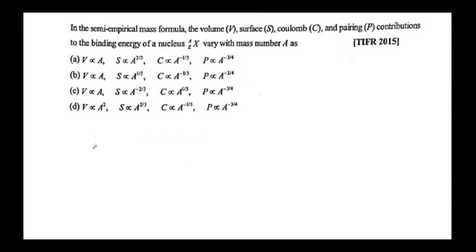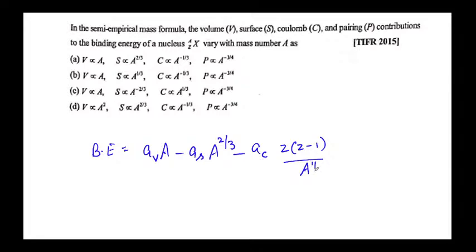Now the binding energy formula that we have is equal to A_V A minus A_S A^(2/3) minus the Coulomb energy A_C Z(Z-1)/A^(1/3) minus the asymmetry term A_A (A-2Z)^2/A plus the pairing energy, which is A_P A^(-3/4).